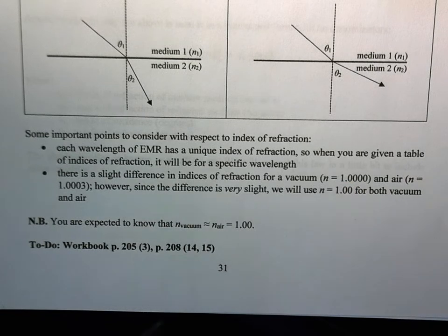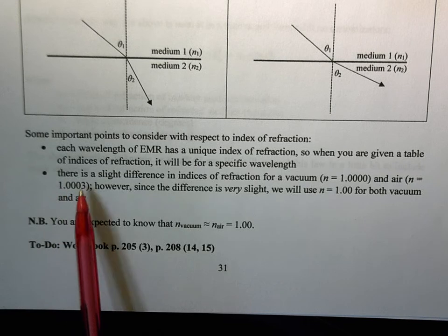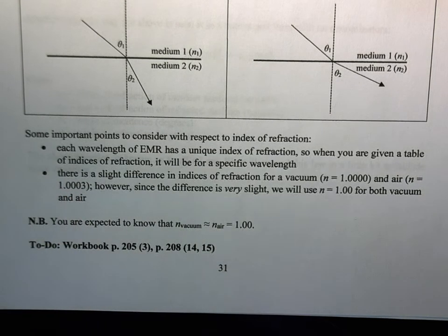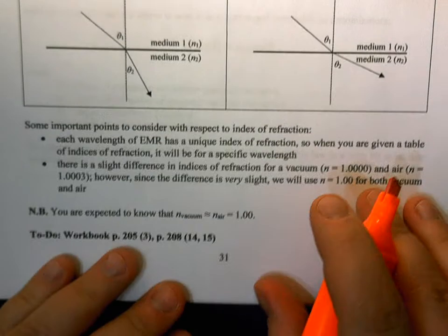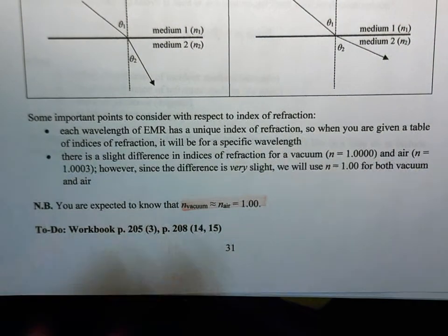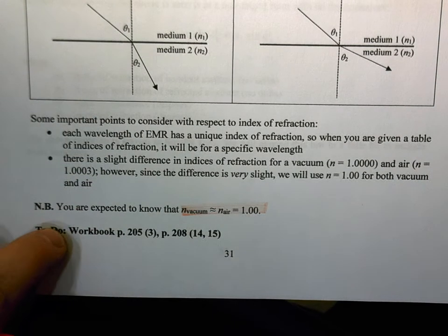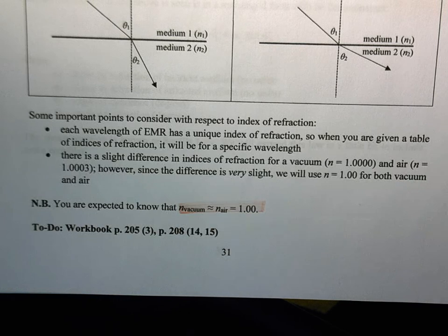For air, you're going to notice it's about 1.0003. So there's a difference in that fourth decimal place. For us in Physics 30, we don't need that level of precision. So what we're just going to say is that the index of refraction for the vacuum and for air, we're just going to call that 1.00. So we're not going to worry about that slight difference. We're going to assume the speed of light in vacuum and in air is 3.00 times 10 to the 8 meters per second.